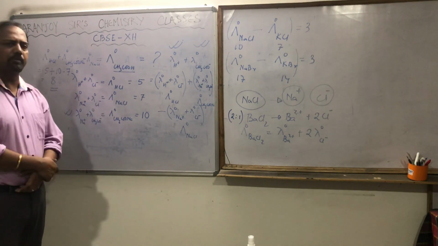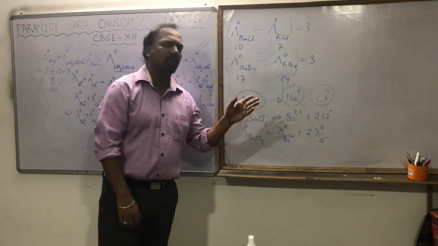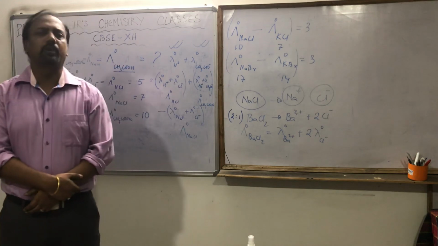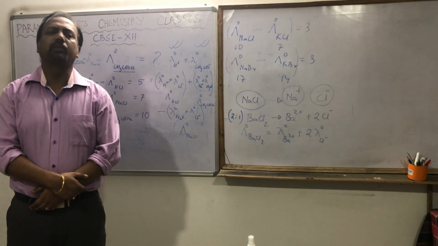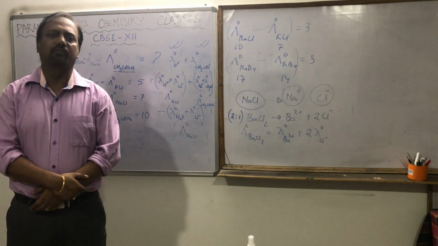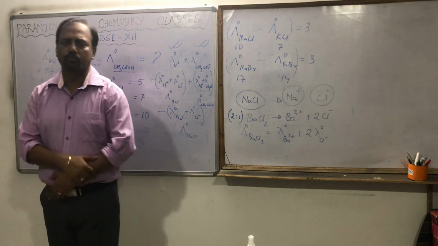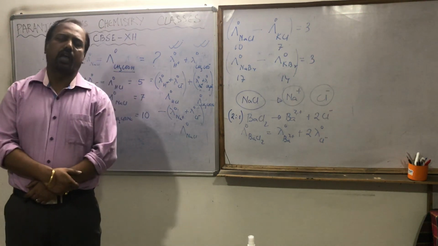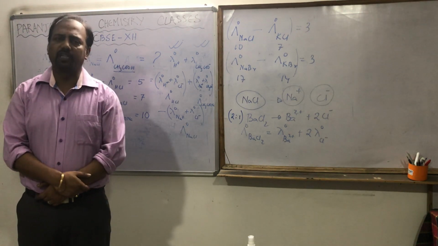We had seen one example, and one more point we did is that depending on the charges of the positive ion and the negative ion of the electrolytes, they can be classified into different types like 1:1, 1:2, 2:1, 2:3, 3:2, whatever. So that depends on the charge of the positive ion and the charge of the negative ion. Hope you understood everything today.